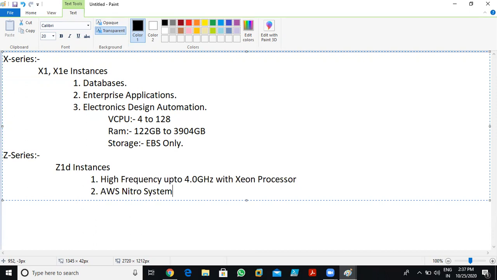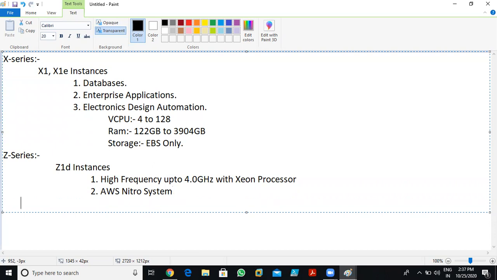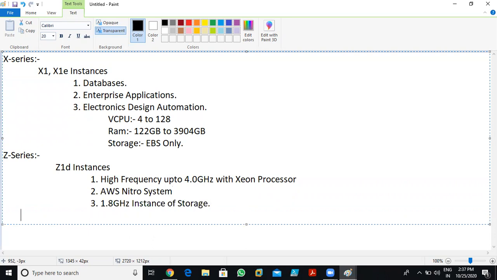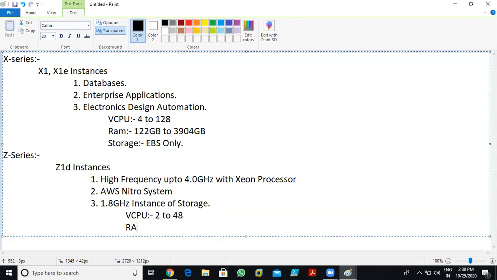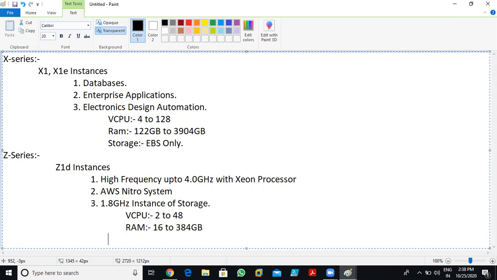In storage also, it gives you 1.8 gigahertz instance storage. So it gives you that much frequency in storage as well. If we talk about the processors, we go for virtual CPUs. We can place 2 to 48 processors in one VM, in one instance. And if we talk about the RAM, it goes from 16 to 384 GB.